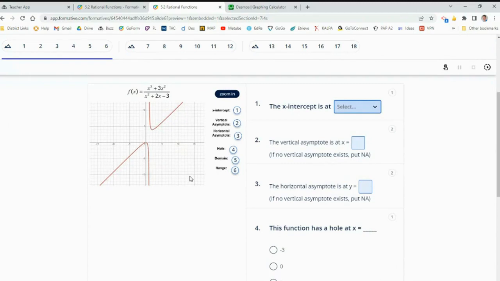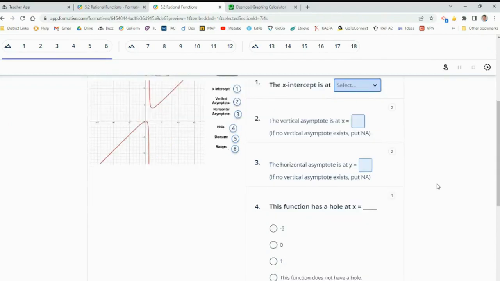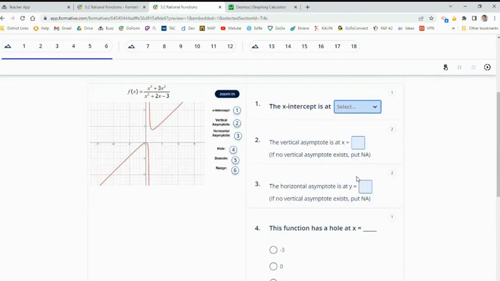You have 3 problems to do. I give you the equation. I give you the graph. Notice this has slant asymptotes, but we're not talking about slant asymptotes. For this one, you have to choose where the x-intercept is. I'll give you multiple choice on that. The vertical asymptote, you have to type that in. If it doesn't exist, you put in A. Horizontal asymptote, y equals. If it doesn't exist, put in A.